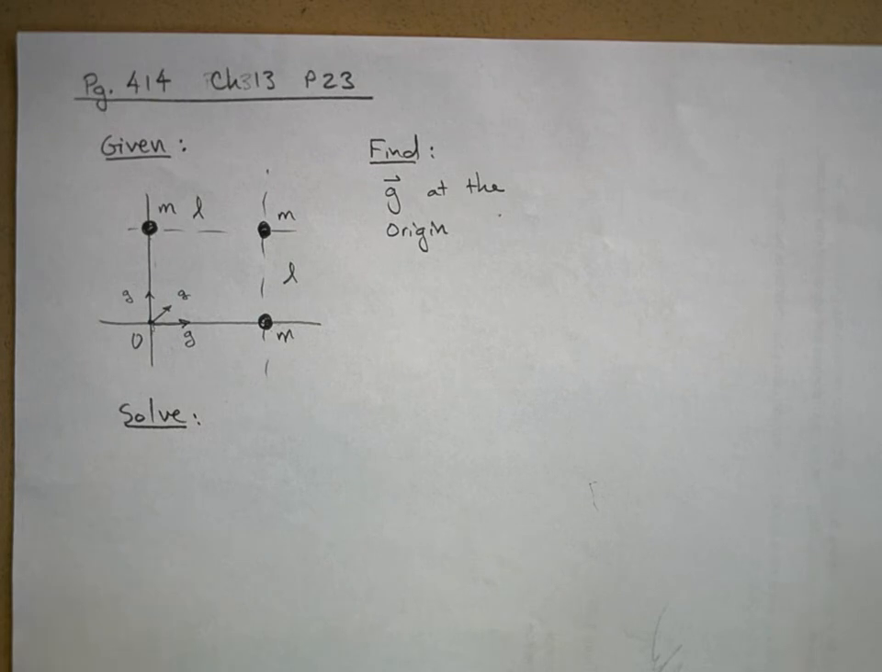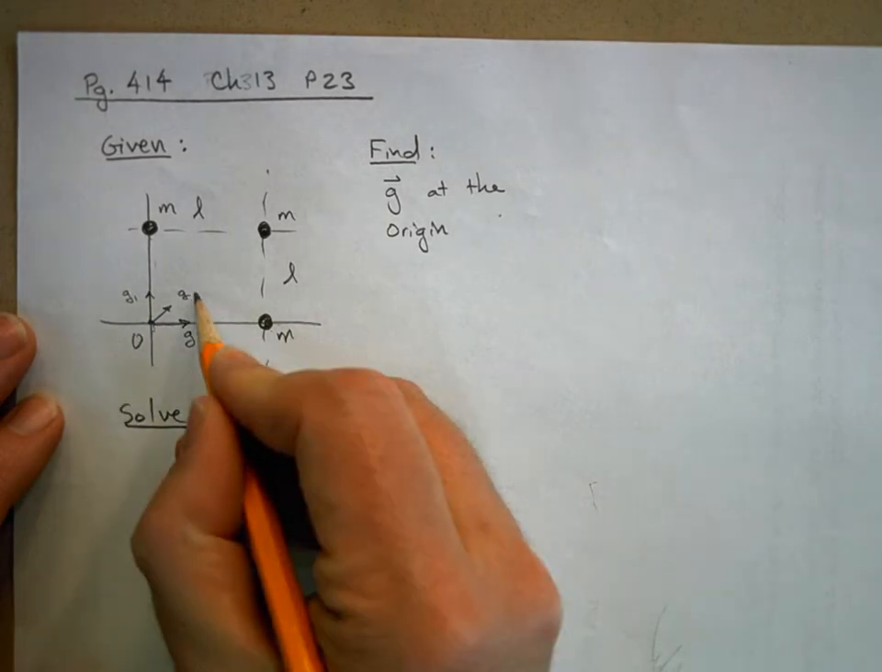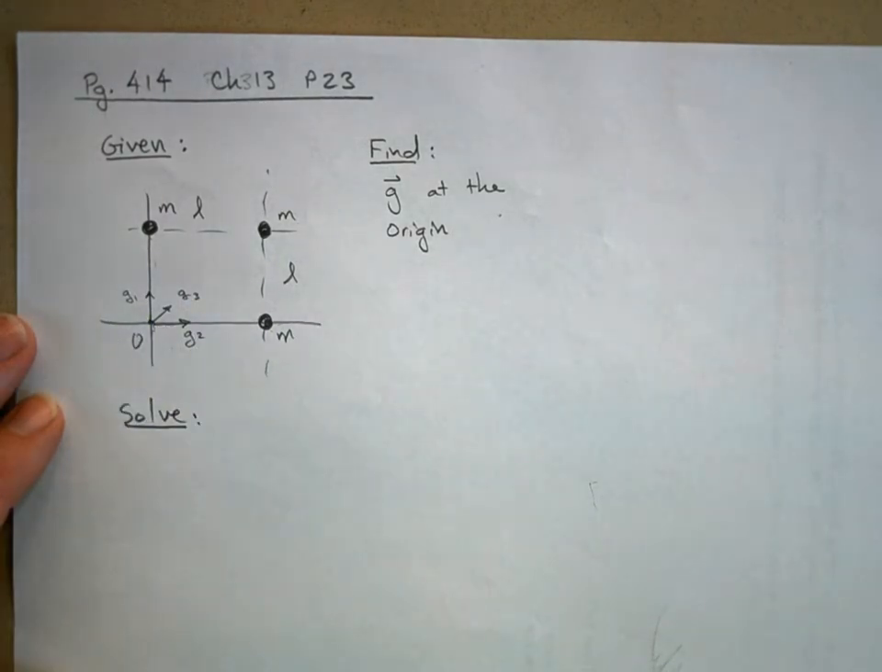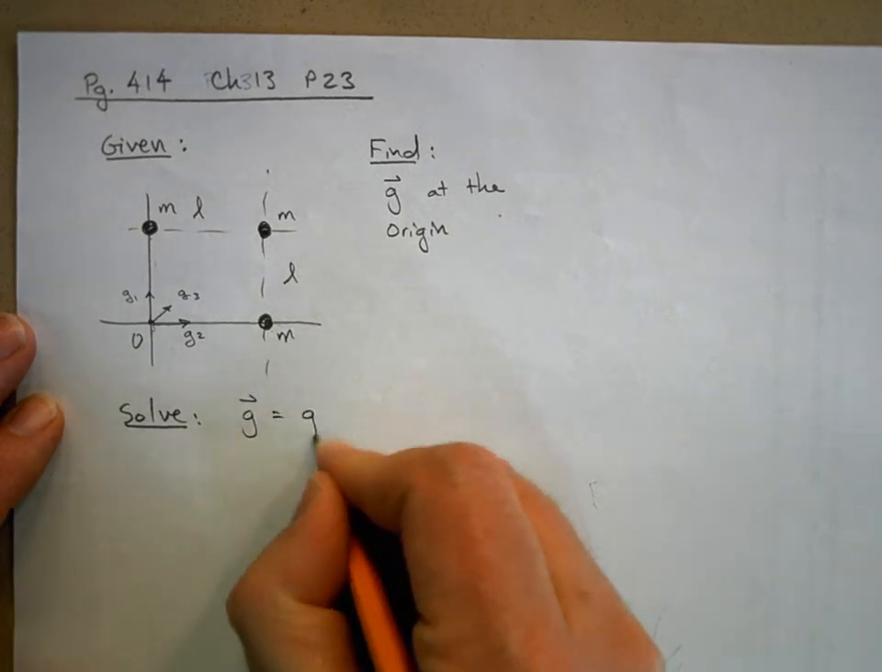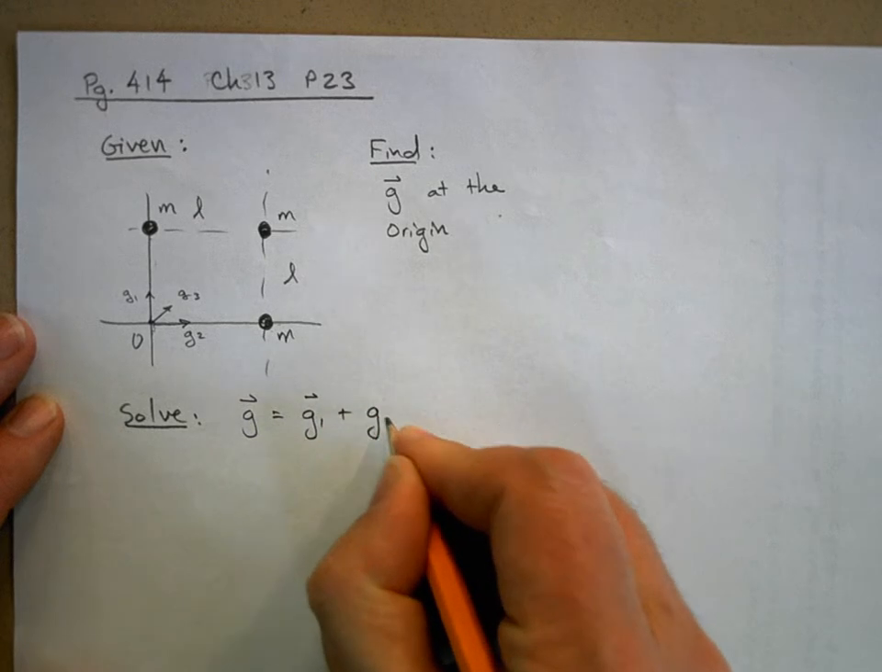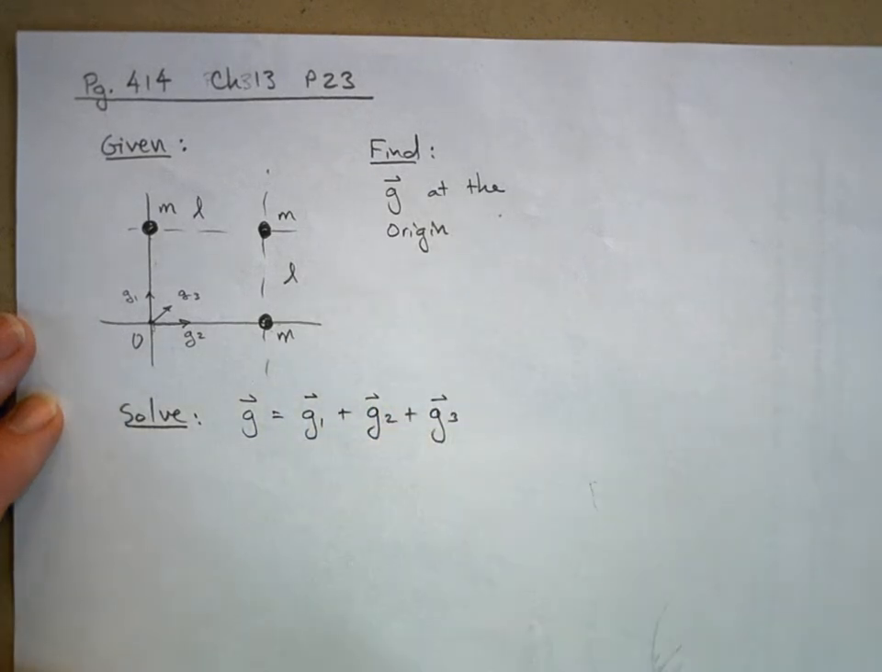So let's do that. I'll call this G1, G2, and then we'll save the hard one. We'll call that G3. And I'll say that G is equal to G1 plus G2 plus G3.